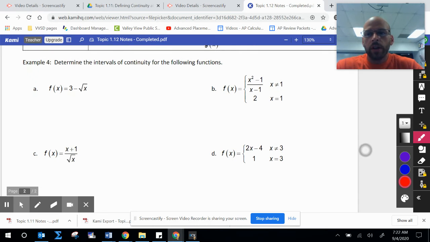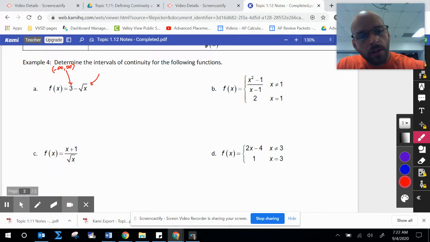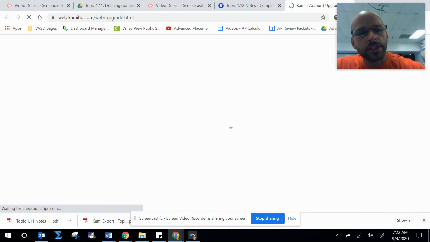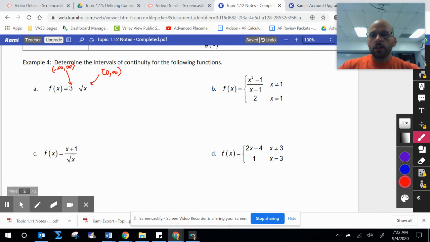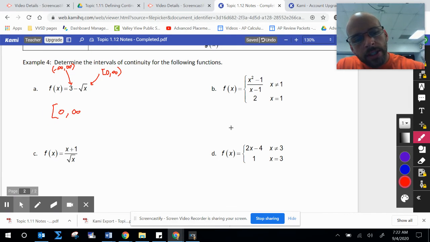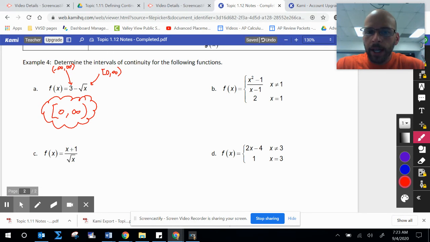Let's try to identify where they're continuous. So 3 is just a constant. This is continuous over negative infinity to positive infinity. The radical, if you know anything about radical functions, that's continuous from 0 to infinity. So we're going to take a look at these two intervals, and we're going to use the most restrictive, right? So this is going to be the most restrictive. Both pieces of this function are continuous over this interval. I can't go less than 0 because then the radical is no longer defined, okay?